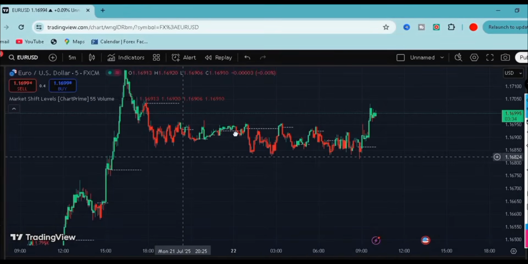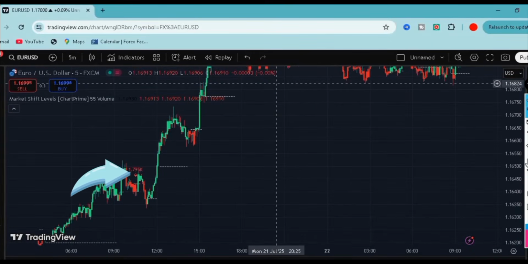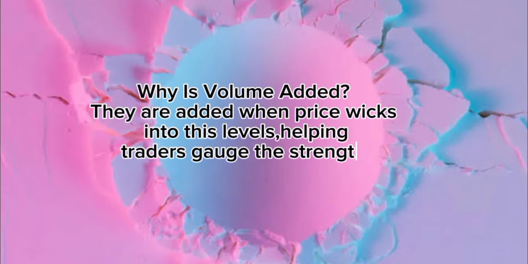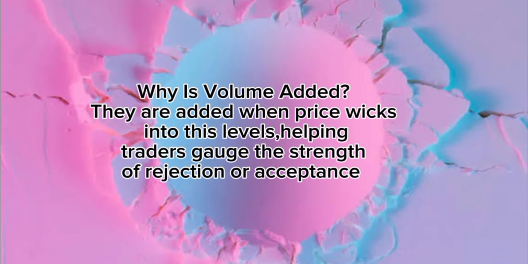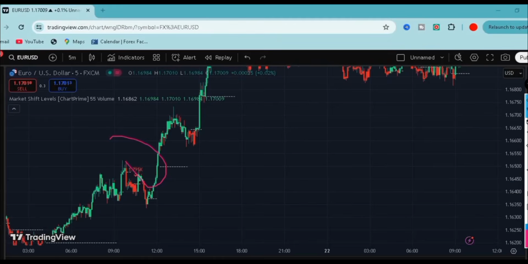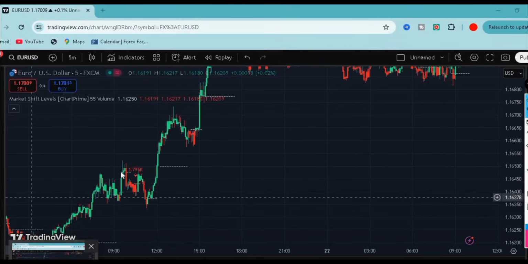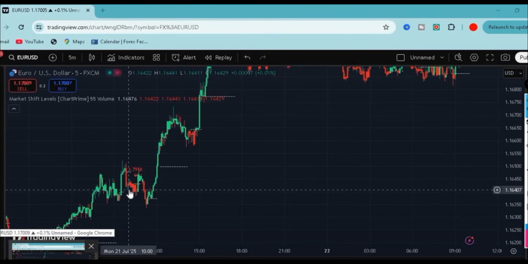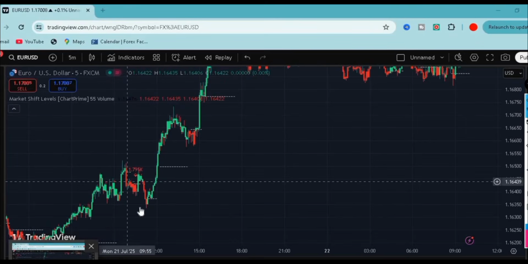I know you can see it in different colors. We have this one in red color, and basically guys, you will see the other one in green color. The volume you're supposed to know is added when price wicks into this level, helping traders gauge the strength of rejection or acceptance. And so guys, the quote of the indicator was trying to put across this: execute your buy order, ensure you see the volume right here, and you see price breaking below all this. When all is done and dusted, you execute your sell order.